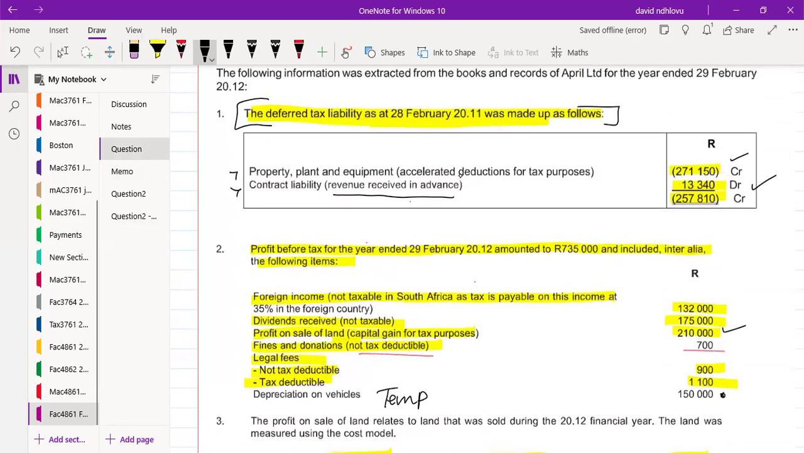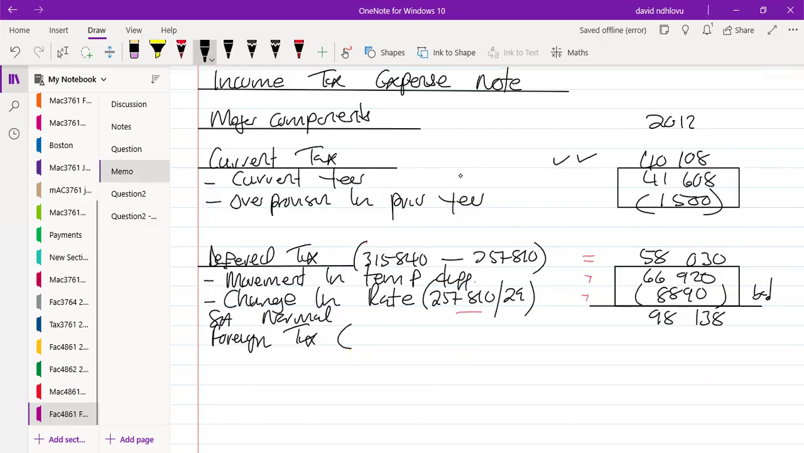Right, the foreign tax: 132 is the foreign income, but tax in the foreign country is at 35%. So therefore, we are saying 132,000 multiplied by 35, so 132,000 times 0.35, right? We are supposed to pay this tax. Now the question is, have we paid it or not?